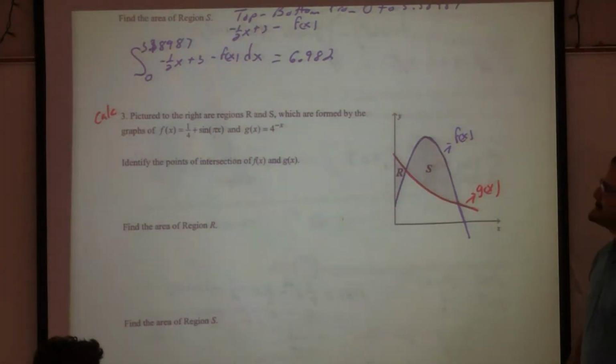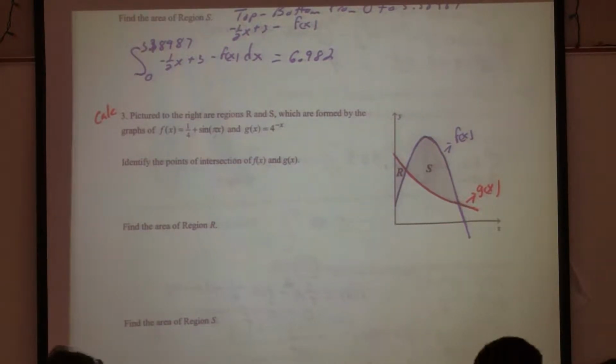No, we can do 4 to the negative x, 30, we can do it. Huh? We can do that as well. You can do it by yourself?